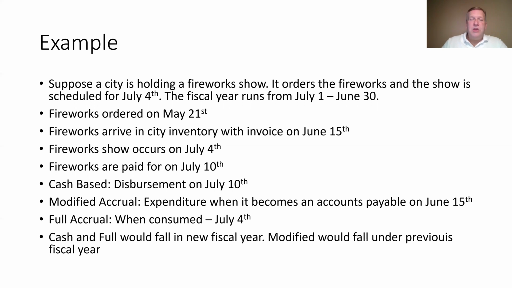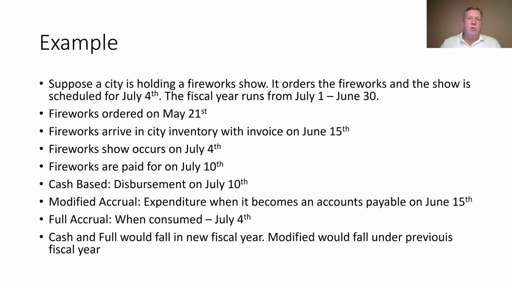Under full accrual, you wouldn't consider it to be an expense until the fireworks show has happened. Because on July 4th, you shoot off the fireworks, they have been consumed. Once they are consumed, that's when they're considered to be an expense, which would be an expense applied against the next fiscal year. So under a cash-based system and a full accrual system, the expense occurs in the next fiscal year. Under a modified accrual, the expenditure would apply to the current fiscal year, even though the show has not even happened yet. So again, it's just the way in which you count revenues as revenues and expenditures as expenditures.